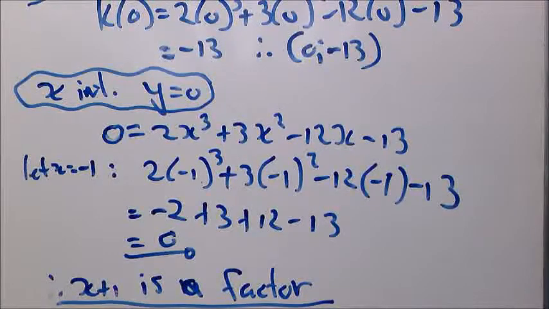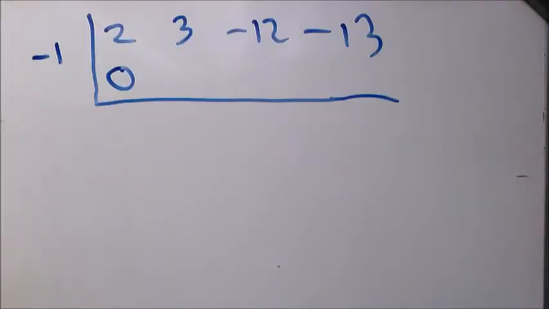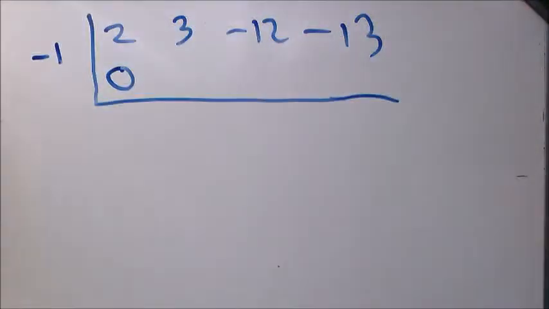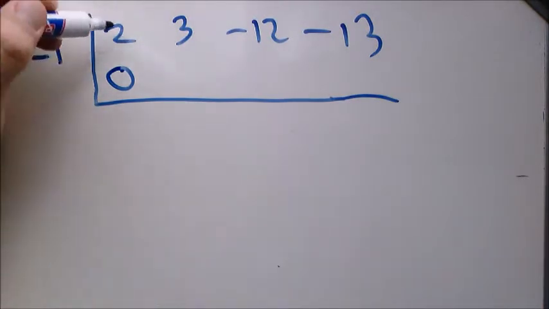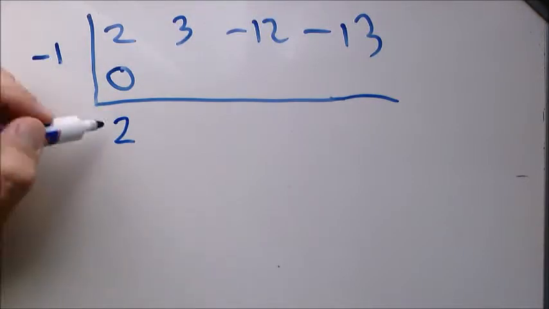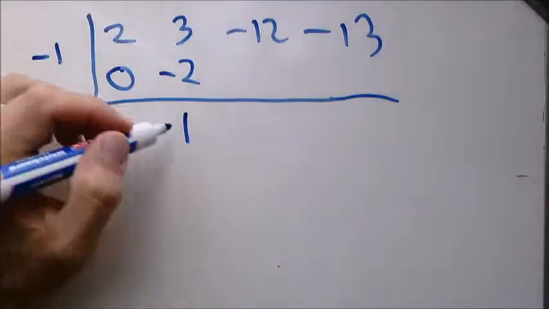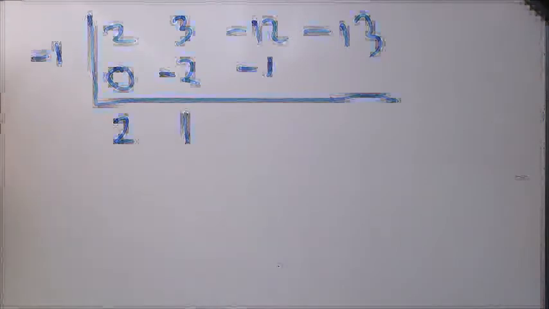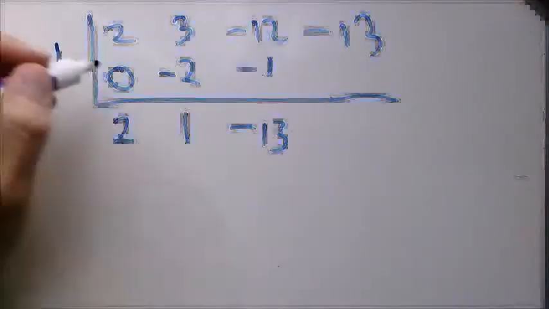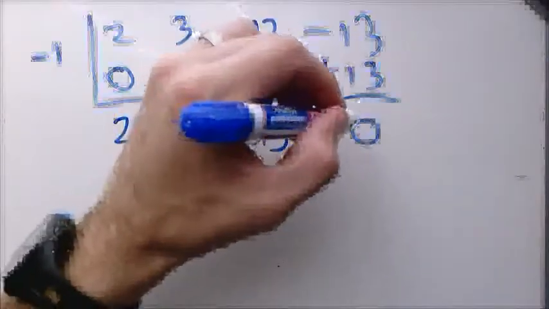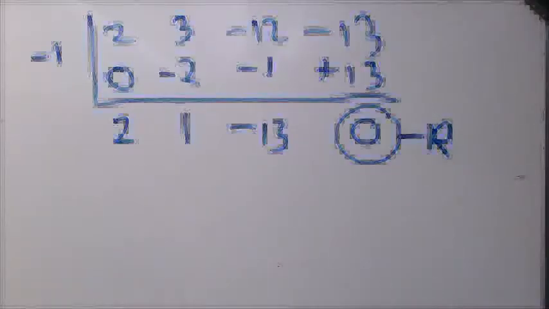Okay, now we're using synthetic division or long division to get the other two. I've written it down. Remember, our expression was 2x cubed plus 3x squared minus 12x minus 13. Put the 0 there, and x equals negative 1 is a factor. So then we can work it out from here. 2 plus 0 is 2. Negative 1 times 2 is negative 2. 3 plus negative 2 is 1. Negative 1 times 1 is negative 1. Negative 12 plus negative 1 is negative 13. Negative 1 times negative 13 is positive 13. Negative 13 plus 13 is 0. So remember, this is our remainder. It's 0, it's a factor, it's perfect.